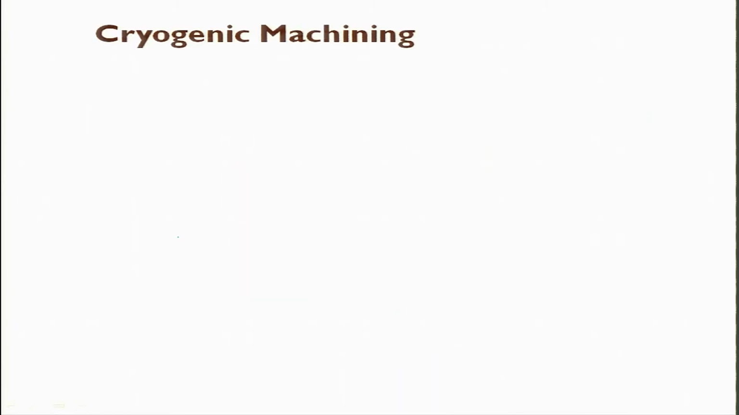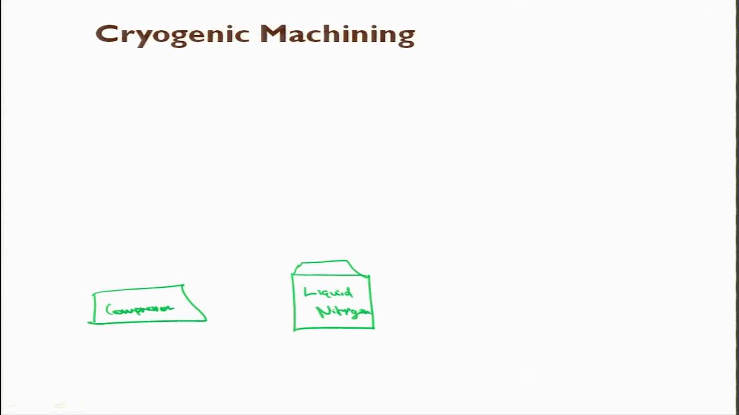So, in the setup of cryogenic machining, we need to have a system to produce liquid nitrogen and to supply it to the tool work interface as well. So, I could say if there is some compressor here, this compressor is being connected to my cylinder, the vacuum cylinder that has liquid nitrogen in it. Now, this compressor is being connected with a hose which I could call a pneumatic hose.